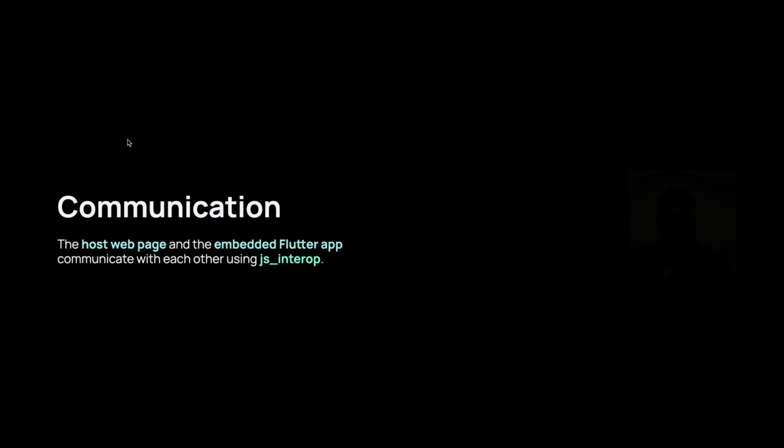Now, let's take a look at how to make the embedded Flutter app and the host web page communicate with each other. This is done through the use of the JS interop package. This package gives the Flutter app access to objects and functions available on the JavaScript running on the web page, and it also allows the Flutter app to expose objects and functions to the JavaScript.